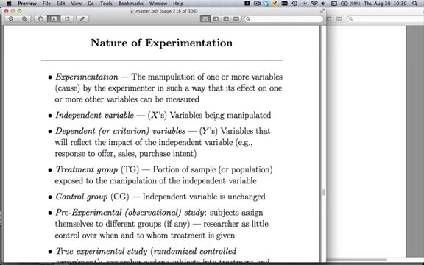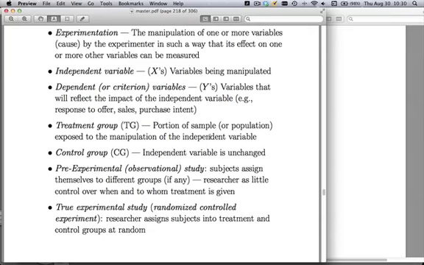So the X's are the things that are manipulated. They're called independent variables or causal factors. The dependent or criterion variables are the Y's. Now when we run experiments, we usually have two groups. We have a treatment group and we have a control group. There could be multiple treatment groups, but the treatment groups get some new treatment, the control group doesn't. And then we compare the dependent variable across these groups.